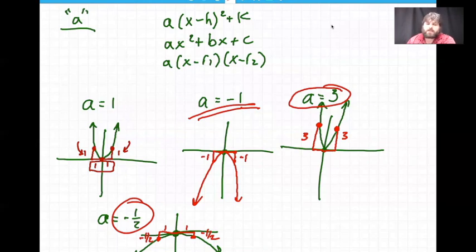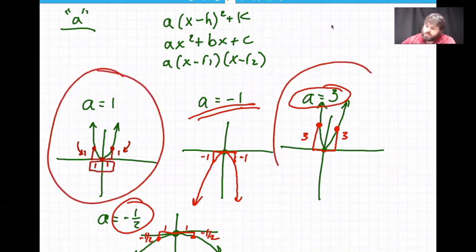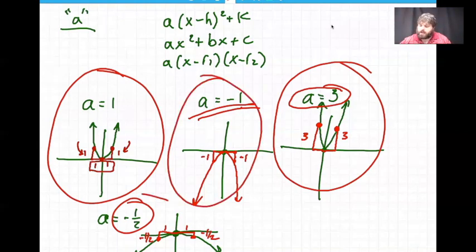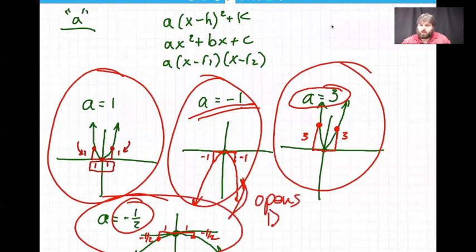You can really utilize this to your advantage. It's really important that you know this on the test. Just remember, basically, if a is positive, it always goes up, so we say it opens up. If a is negative, it's going to open downward, and it's going to look more like these two here. Okay, this opens down because it goes down.